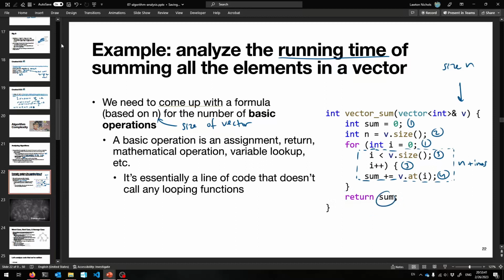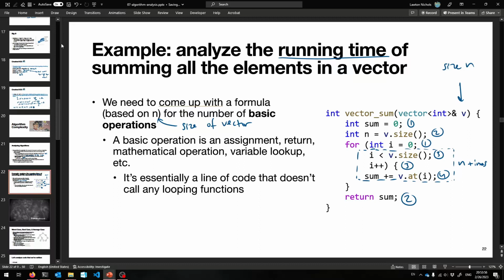And then it returns sum at the very end. So that's look up the value of sum, and to return it, that's going to be that one and that one. So 2 basic operations on that line. All right, so that's our analysis. And let's count the number of basic operations now.